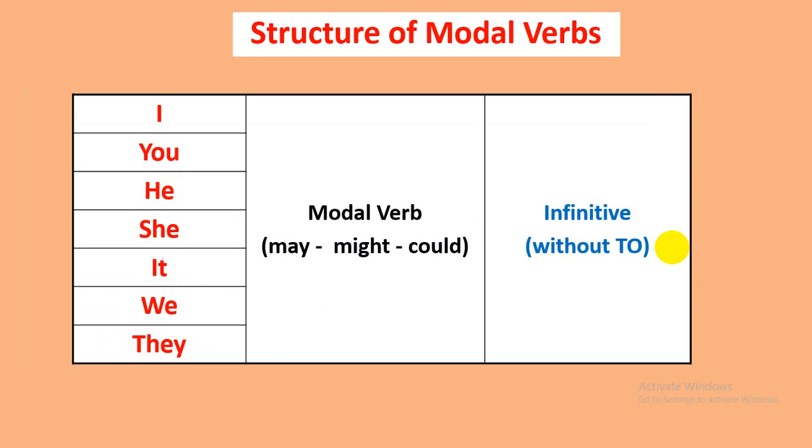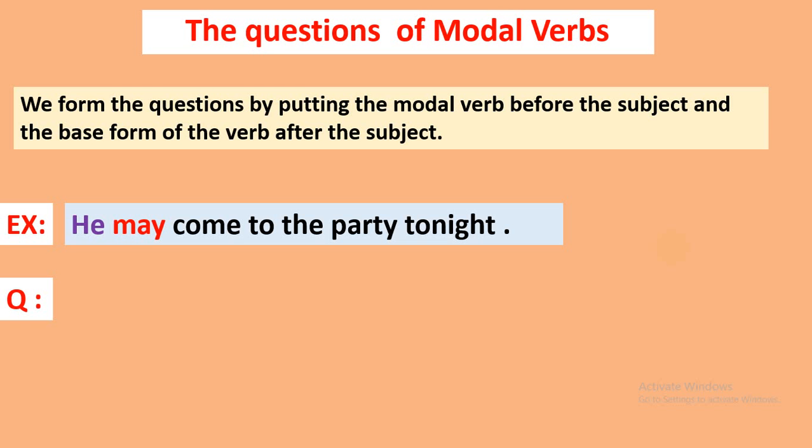Have a look at the main structure for our lesson for today. I have here the subject. You know that a subject can be a noun or a pronoun. I have here I, you, he, she, we and they, followed by the modal verb, then the infinitive form without to. Okay, let's practice now.